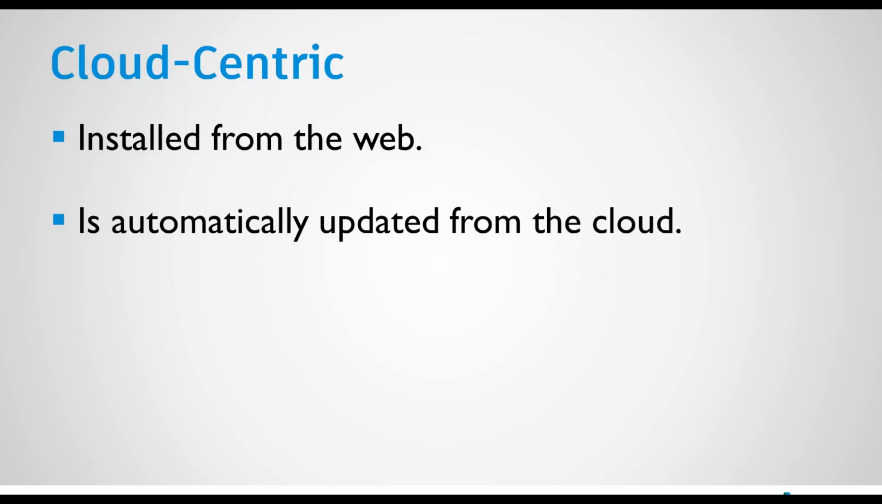Web-centric or cloud-centric. This first one's kind of simple: you can't get a CD or a DVD of Fusion, so it's installed from the web, and it's also automatically updated from the cloud. When you start Fusion, Fusion checks if there is a network, it checks to see if there's an update, and if there is an update, it automatically pulls that down and updates your version of Fusion. So you're always up to date. Updates come out a couple of times a month typically, and that happens automatically through the cloud.